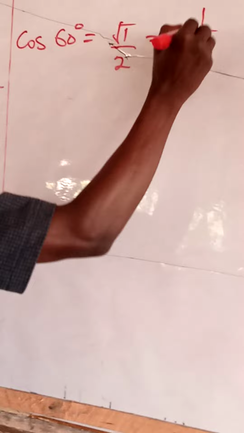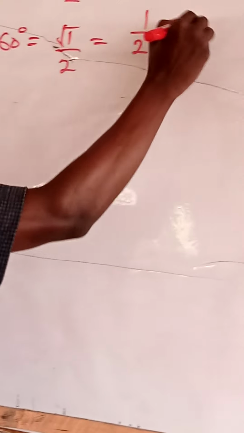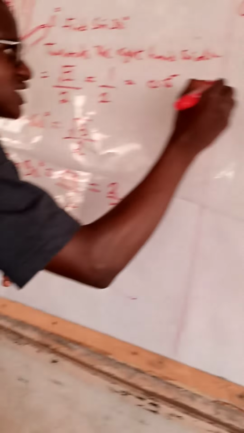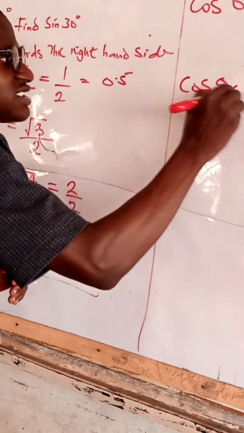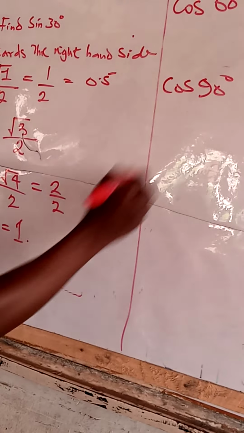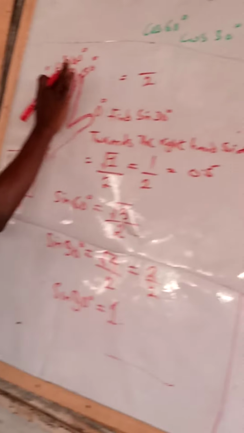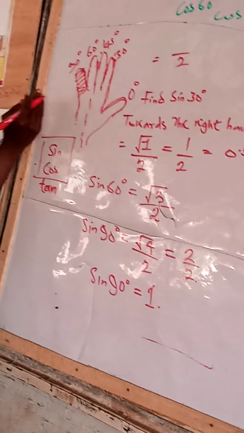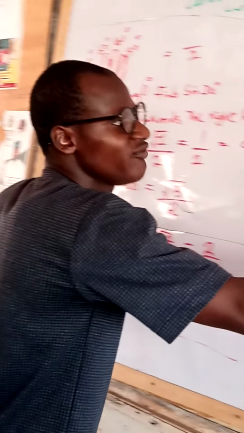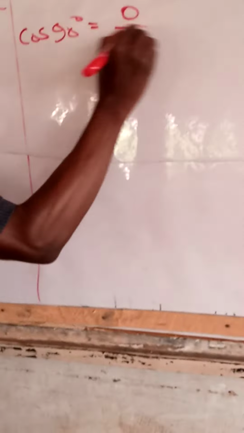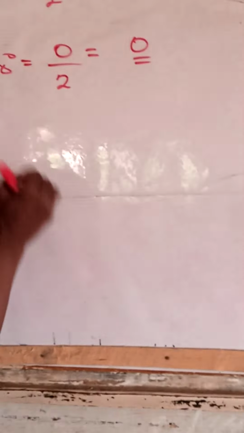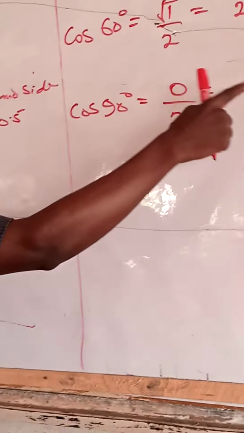So we have this place to be 1 over 2, which is still equivalent to sine 30 degree. Now let's come to cos 90 degree. Cos 90 degree is that we have this, we shade this place. You can see there's no finger towards the left hand side, so we have no finger. That is 0 divided by 2, and if you press 0 divided by 2, it's going to give you 0. If you press cos 90, it is equal to 0.